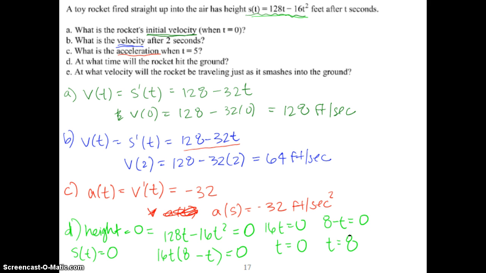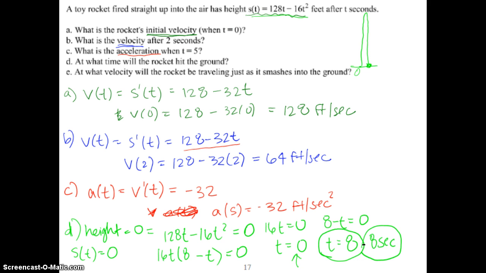If you think about it, the rocket is shooting up in the air and then coming back down. Obviously it's going to leave the ground at time t equals 0. So the t equals 0 here represents when it leaves the ground. It's going to smash back into the ground at the other time, at 8 seconds after takeoff.